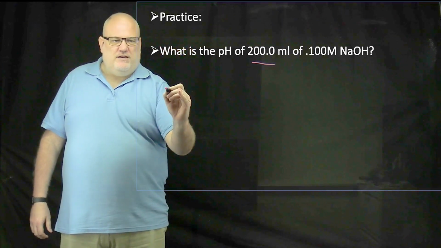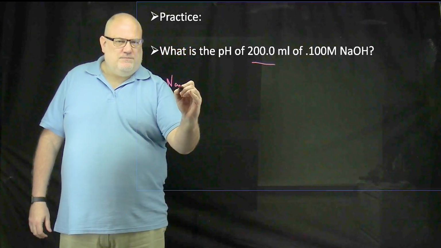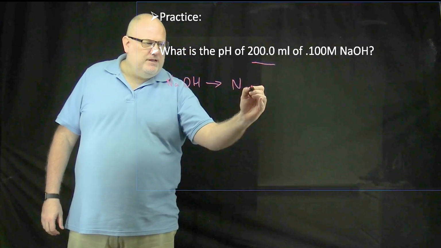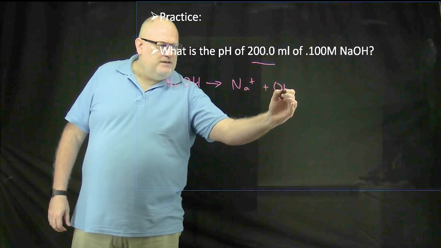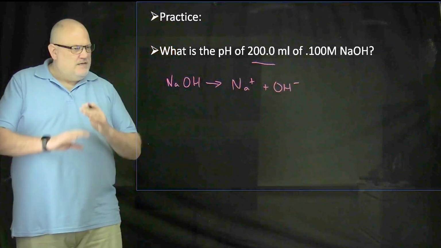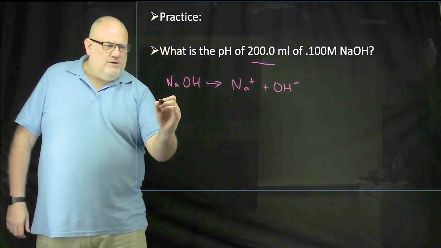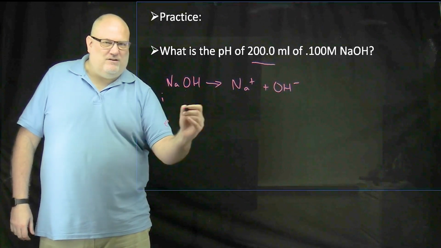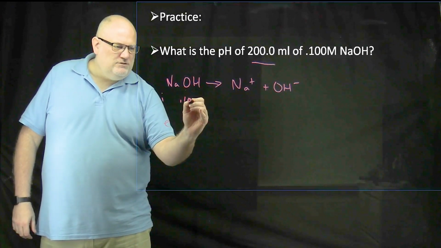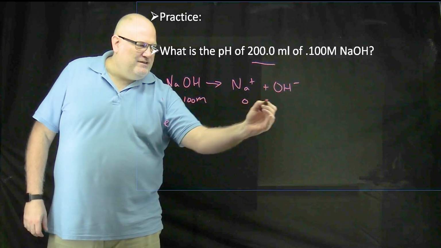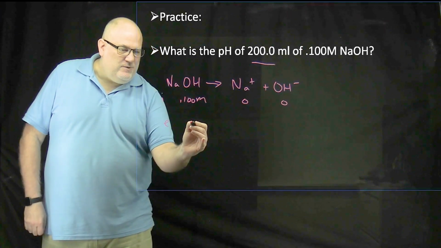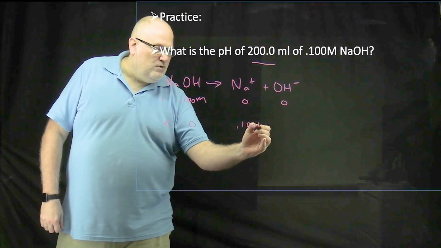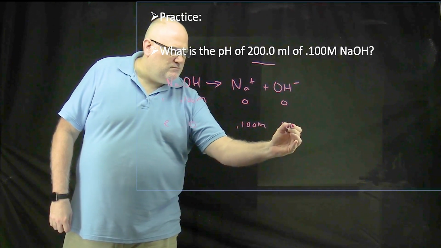Now, if you take a look at the NaOH, it will 100% break apart into Na plus and OH minus. 100%. Completely break apart. Now, if we were to do ICE, there's not really an ICE involved. There's just an initial and a final. We start off with 0.100 molar of this, and we have none of either of those two things. At the end, we have none of this, and we have 0.100 molar of this and 0.100 molar of this.